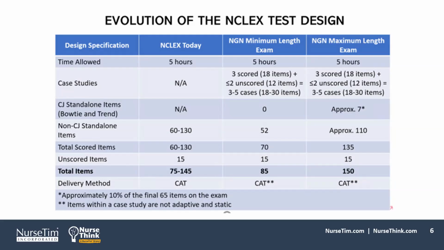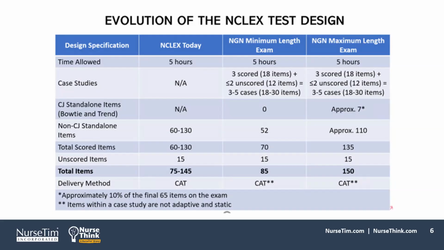Those individual Next Gen cases, the items within the Next Gen case, are not computer adaptive, but the entire case is computer adaptive. So the initial case a student gets may be fairly simple. If they do well, the next case they get is going to be more complex. So the case as a whole is going to be computer adaptive, but the individual items within it are not going to be computer adaptive.